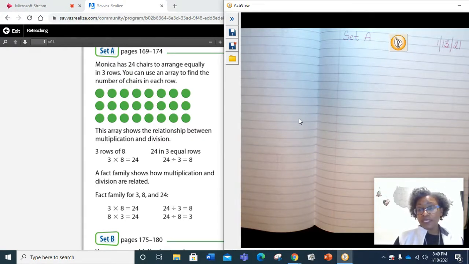So, tomorrow will be the day that you will take your topic assessment, and today is going to be what we call a skills review, which is going to review some of the main skills that we learned during this topic. And of course, this topic was all about multiplication and division and the relationship between multiplication and division.